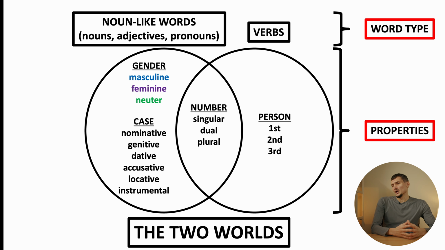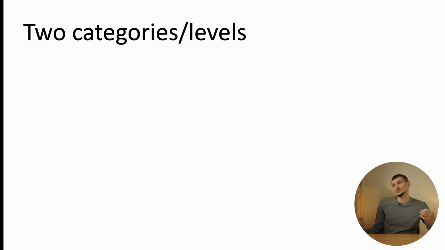Even though these properties are very different, like masculine is very different from singular, categorically, singular and masculine belong into the same box, that of properties, whereas nouns and adjectives are words, different word types. This can really help us remember all of the new terminology. So basically, so far we're dealing with two categories or two levels.